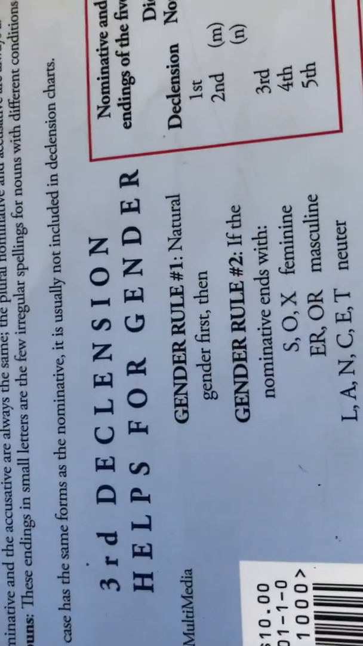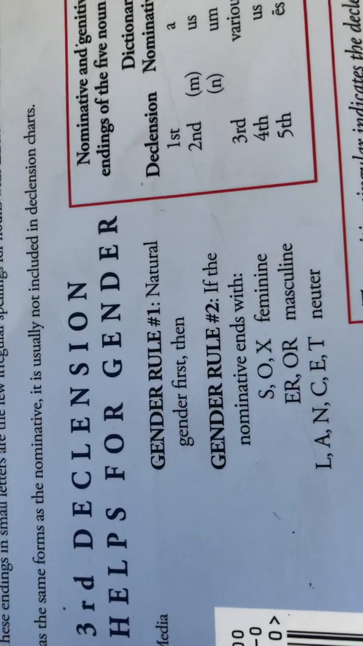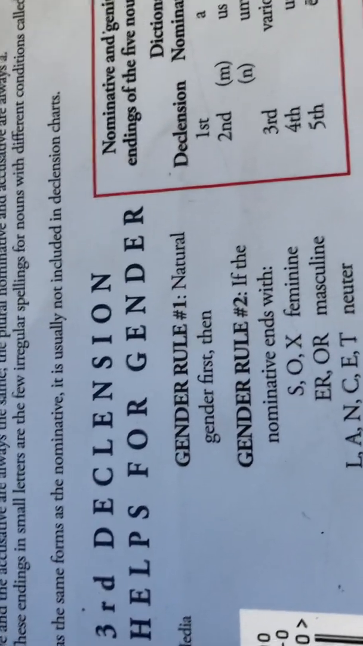But how do I know it's masculine? Well, you go down to your third declension helps for gender, and you see gender rule number 1 is natural gender first. Well, in the days of this Latin writing, soldiers were male, so we have masculine. All right, that noun is finished.